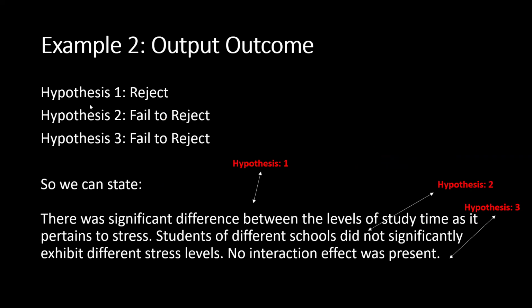So here are our hypotheses. We reject the first, we fail to reject the second, fail to reject the third, which was the interaction. So we can state in plain terms, and then we'll do it in APA. There was a significant difference between the levels of study time as it pertains to stress, or as it was in our data set, satisfaction. So there was a significant difference between the levels of study time as it pertains to satisfaction.